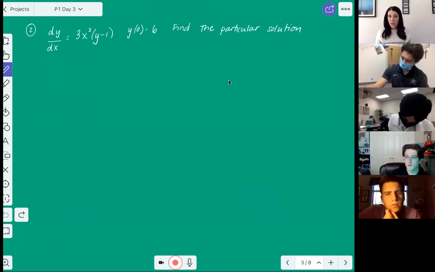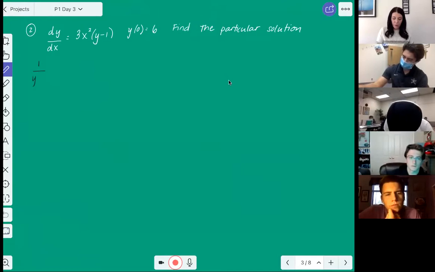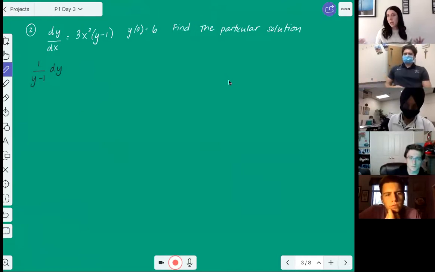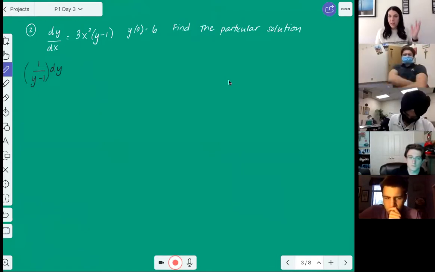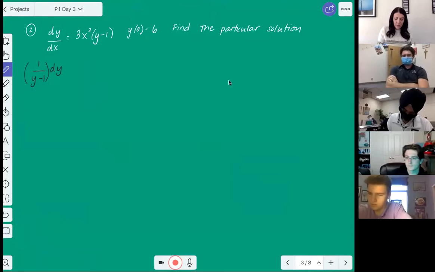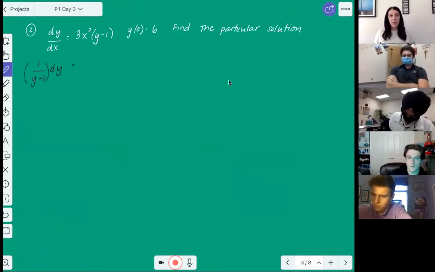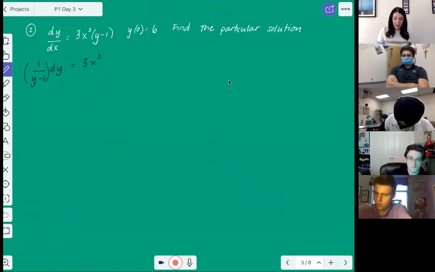Divide y minus 1 over. Perfect. So divide the y minus 1 over. So you can write that as 1 over y minus 1 dy or dy over y minus 1. Those are the same thing. Okay, so you could write it like this or dy over y minus 1. And then what would you do next? Multiply dx over. Perfect. So we get 3x squared times dx.